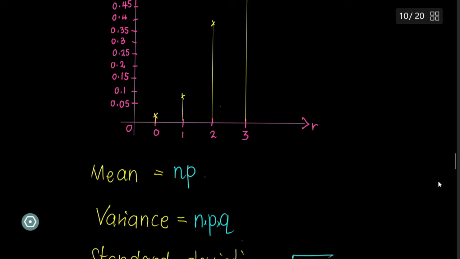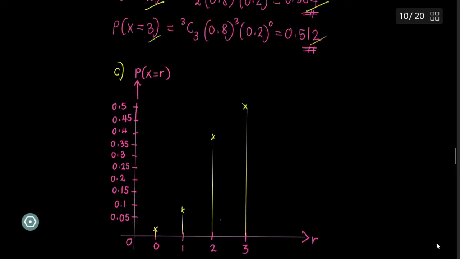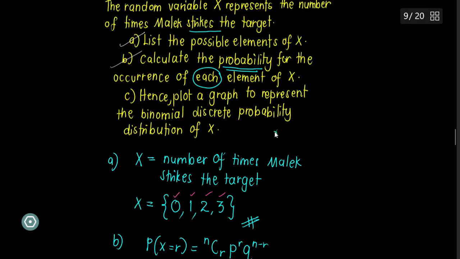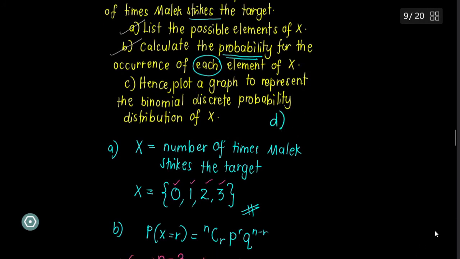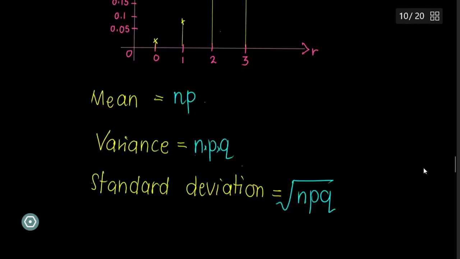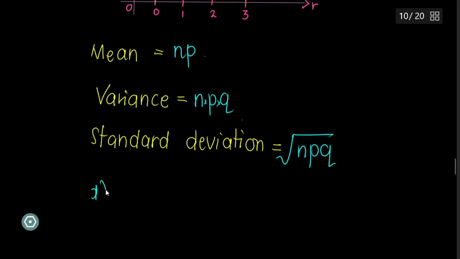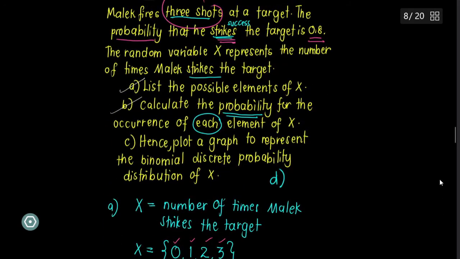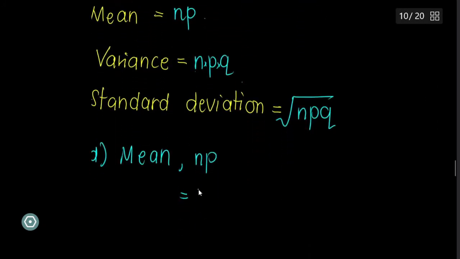The question says find the mean, variance, and standard deviation. Let's say there's a question D: find the mean, variance, and standard deviation. So first step, we need to find the mean, isn't it? What is the formula? np. Correct? So what is our n just now? How many shots did he do? 3 shots. Okay, so n is 3.